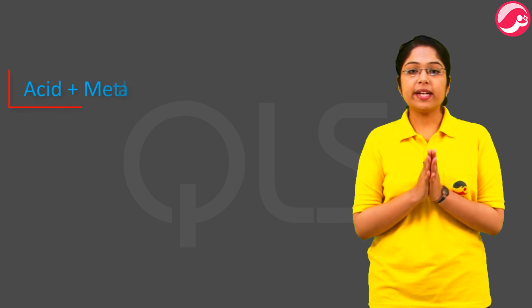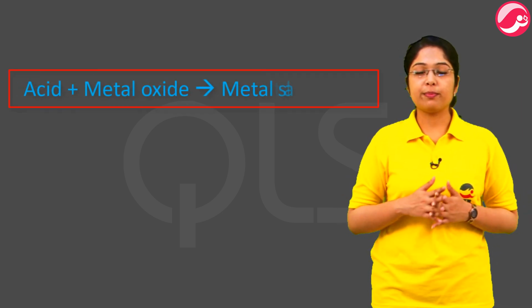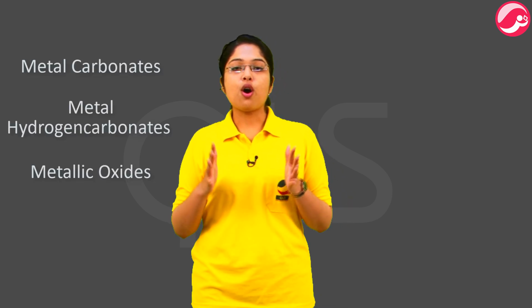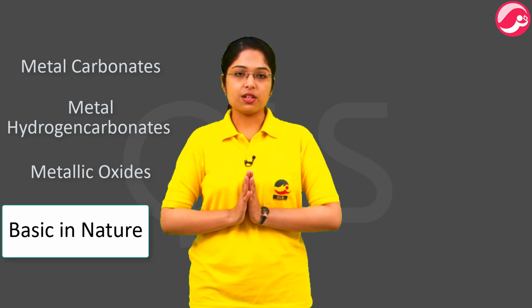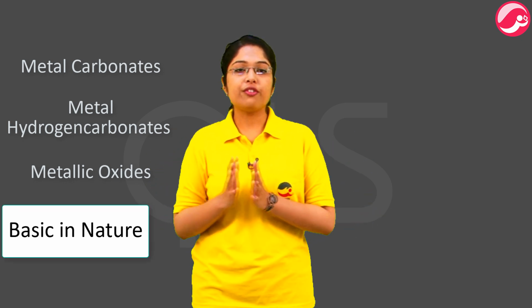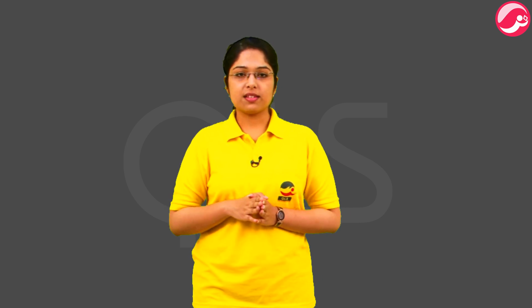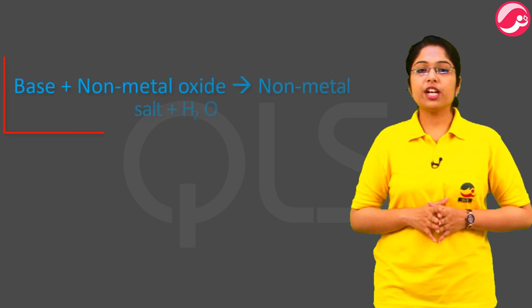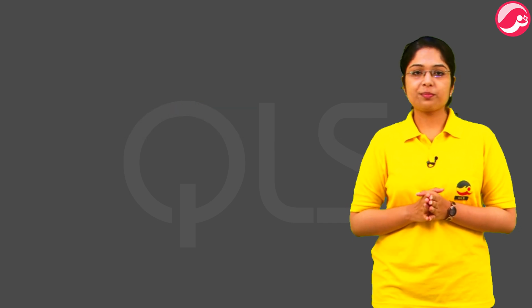Acids react with metallic oxides to produce salt of the respective metal and water. We also saw that bases do not react with metal carbonates, metal hydrogen carbonates and metal oxides because all of them are basic in nature. So, base and base do not react with each other. Metal carbonates, metal hydrogen carbonates and metallic oxides are all non-hydroxide ion producing bases. Bases react with non-metallic oxides to produce corresponding salt and water.